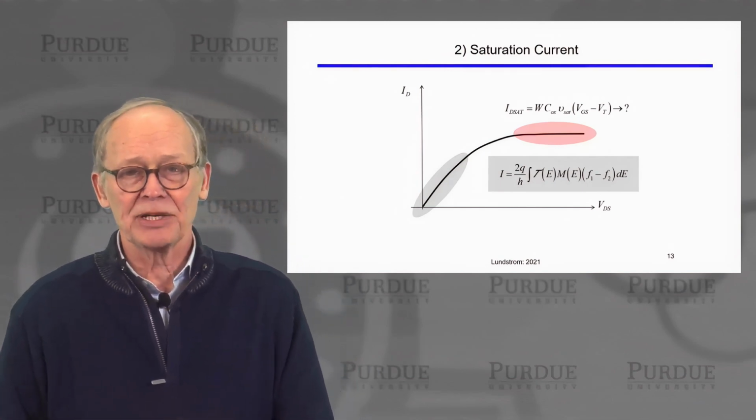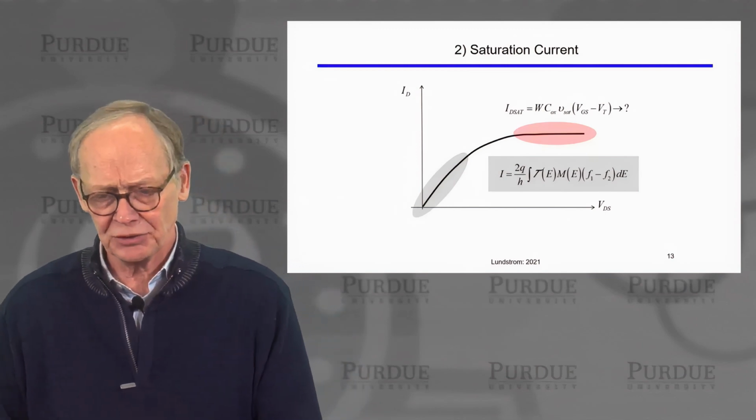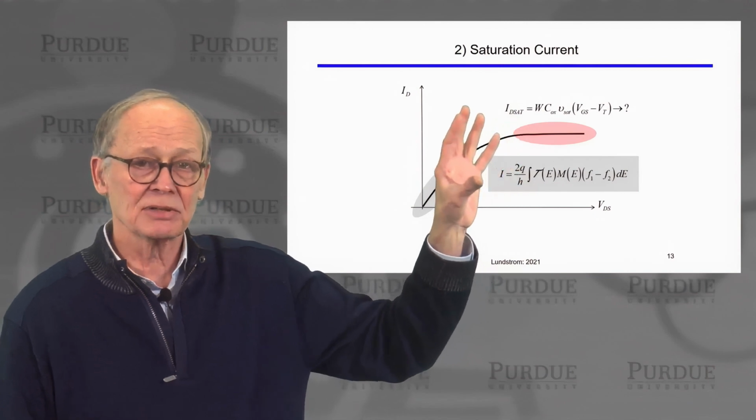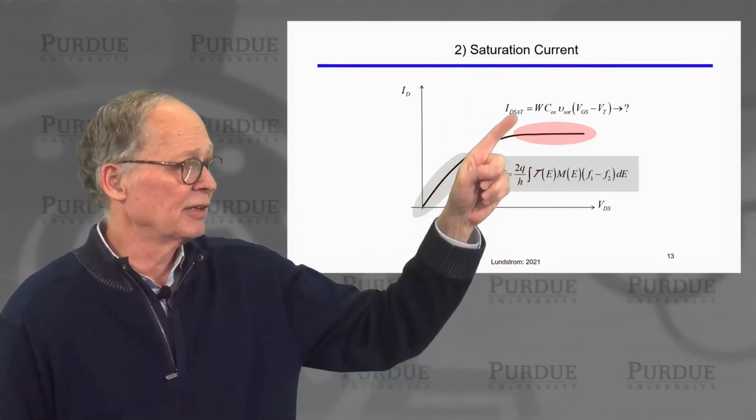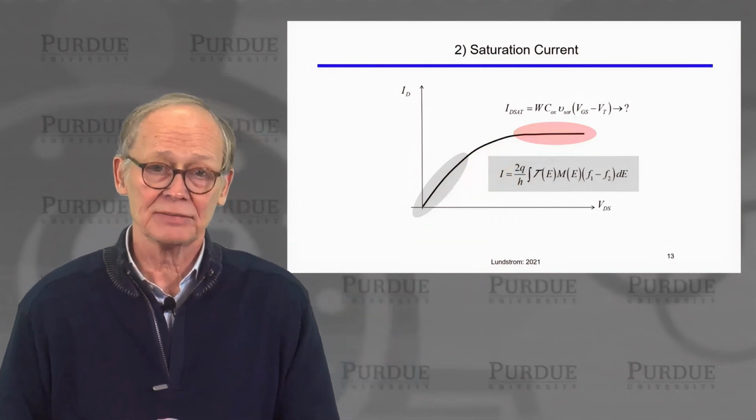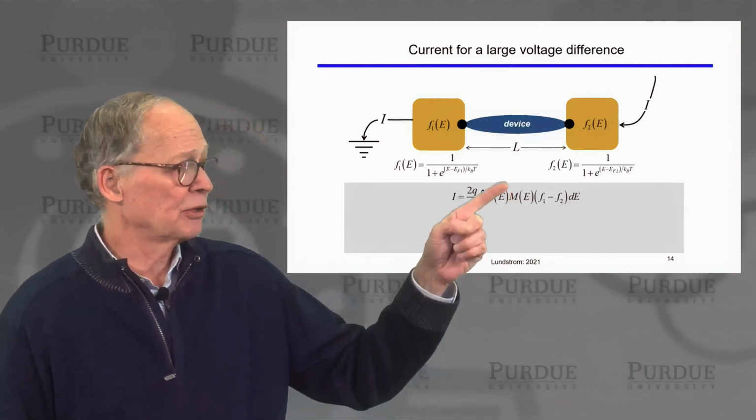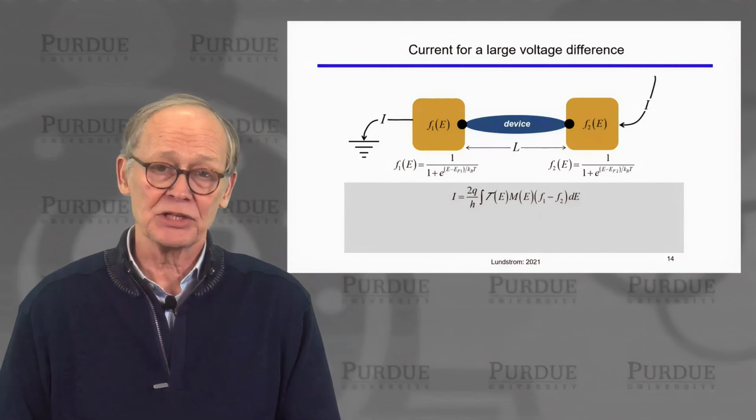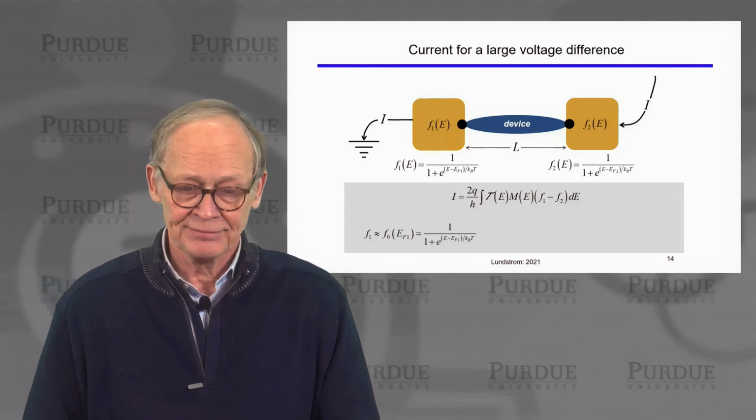But let's look at the saturation current now. If we apply a large voltage difference between the drain and the source, we can develop an expression for the saturation current, which will be more physical in general than our conventional expression that has this velocity saturation in it. Okay, so we need to go back to our current expression, and we need to simplify it for a large voltage applied to contact 2, which will represent our drain.